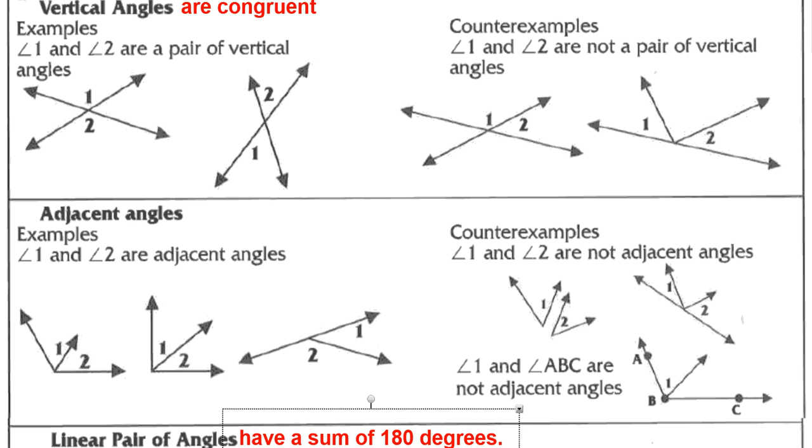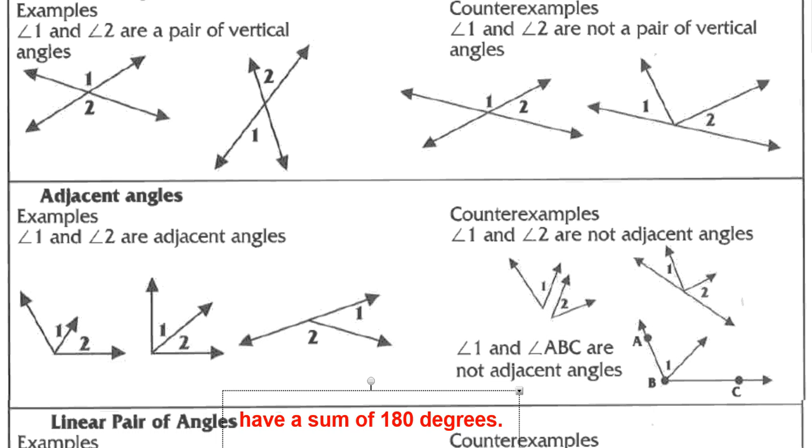Other things that we know. Vertical angles are congruent to each other, and when two lines intersect, there are two pairs of vertical angles being formed, right? This is a pair of vertical angles that would be congruent. This is another pair that would be congruent, right? These also would be congruent. Here we have a pair of angles that are not vertical to each other. So can you see the difference between the ones that are vertical versus ones that are not?